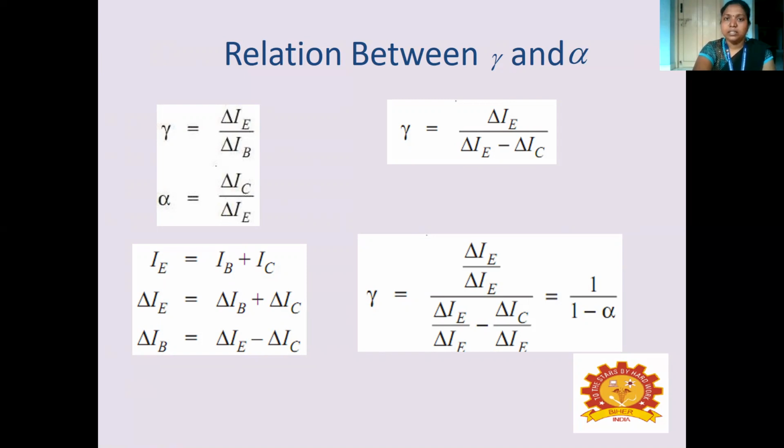So what is gamma here? Gamma is equal to, substituting IB, del IE divided by del IB, where del IB is del IE minus del IC. Now divide the numerator and denominator by del IE. In the numerator, del IE by del IE cancels, that is 1. In the denominator, minus del IC by del IE becomes alpha. So gamma is equal to 1 divided by 1 minus alpha.